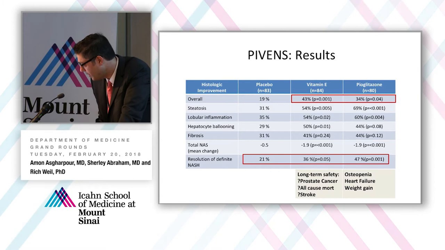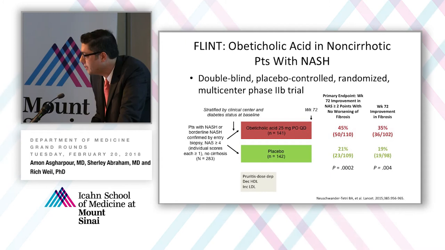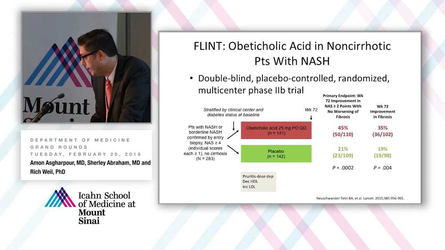Obeticholic acid was another big study that came out in 2015. This is an FXR agonist, a kind of tweaked bile acid to activate the nuclear receptor for bile acids, FXR. They did a double-blinded study. They had patients who had NASH, non-cirrhotics, and they gave them obeticholic acid or placebo.